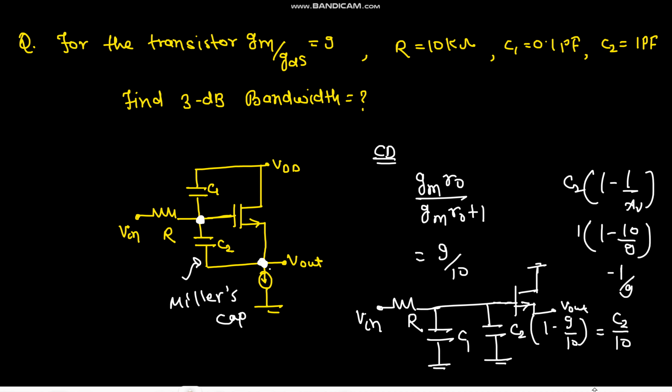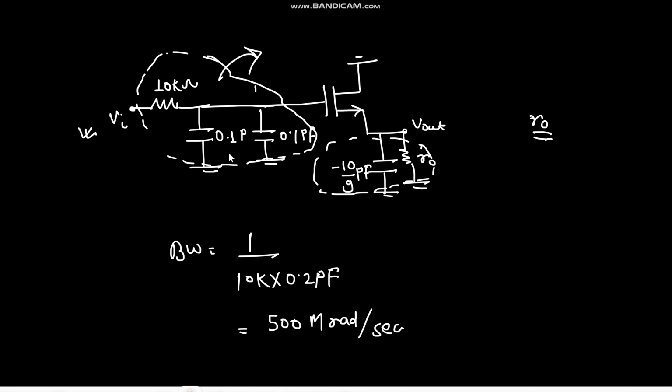Okay, let me repeat once again. This is the question, these are the values, you have to find the 3 dB bandwidth. What you did, you applied the Miller's cap from here to here. So you applied the Miller's cap, so this was your final circuit. So this would be the component that would result in the 3 dB bandwidth. So 10k, 0.1 picofarad, 0.1 picofarad, 0.2 picofarad, 10k into 0.2 picofarad, 500 mega radian per second. Okay, so this is the final answer.